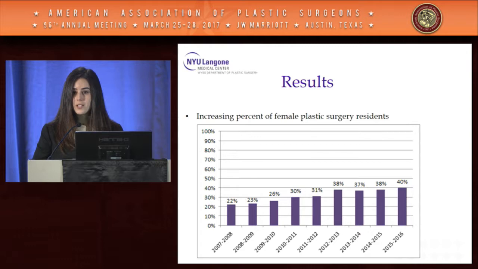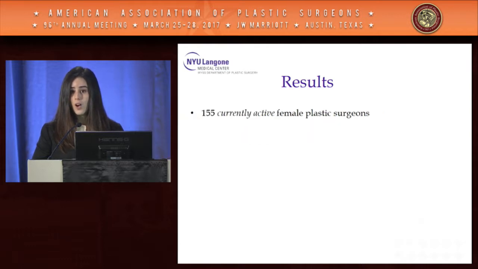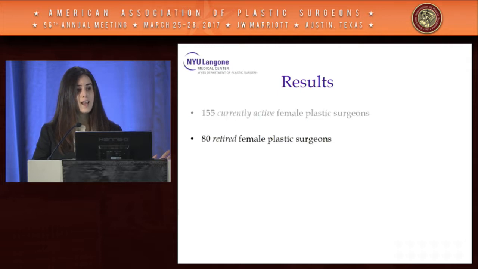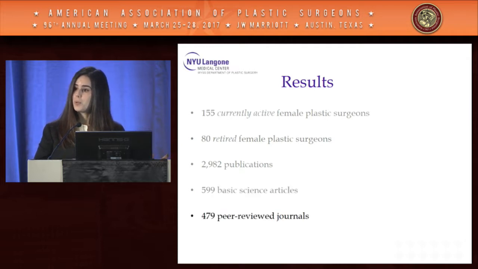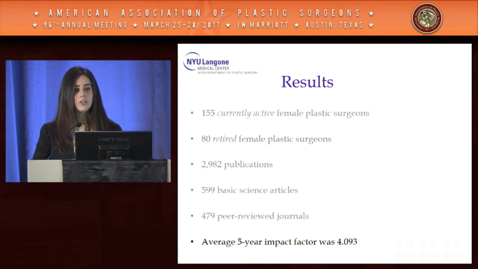We found that the percentage of female plastic surgery residents is slowly increasing, currently at 40%, which is nearly double where it was in 2007. And that's certainly a profound increase from 13.8% back in 1990. Our search identified 155 currently active female plastic surgeons and 80 retired surgeons. Together, they published 2,982 articles, of which 599 reported on basic science or laboratory work. They were featured in 479 peer-reviewed journals that had an average 5-year impact factor of 4.093.